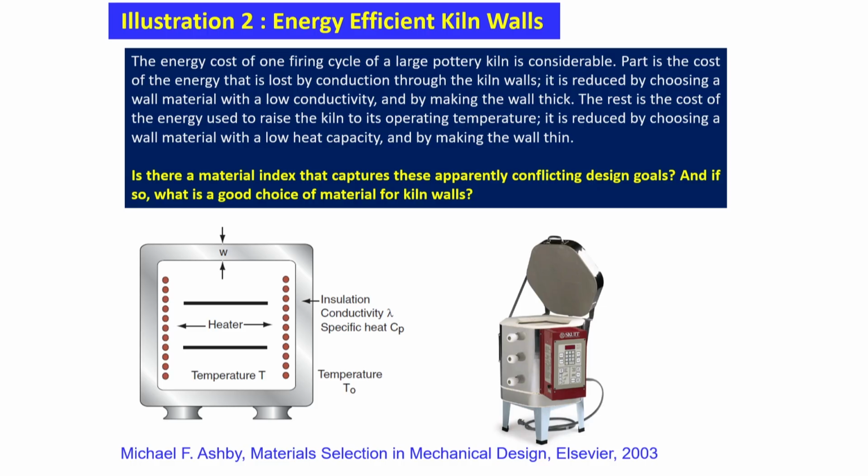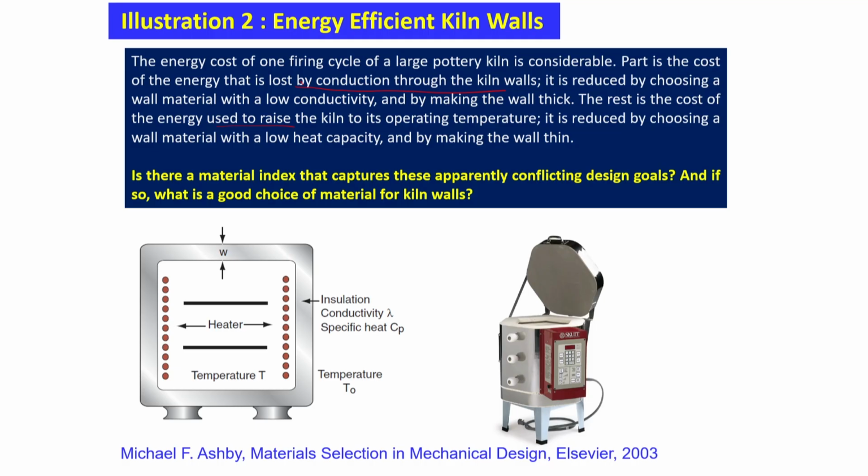So that is what I wrote. Part of the cost is the energy lost by conduction through the kiln walls, and it can be reduced by choosing a wall material of low thermal conductivity and also making the wall thick. Now, the rest of the cost is the energy used to raise the temperature of the kiln, and it can be reduced by choosing a material with a low heat capacity, because the inside wall of this kiln has to be made in such a way that it can absorb less heat.